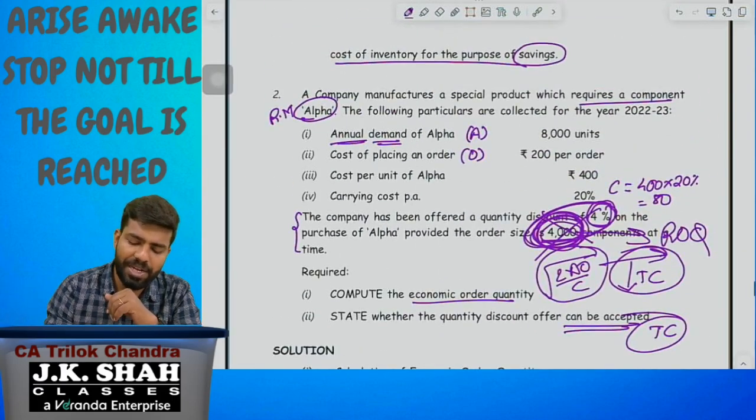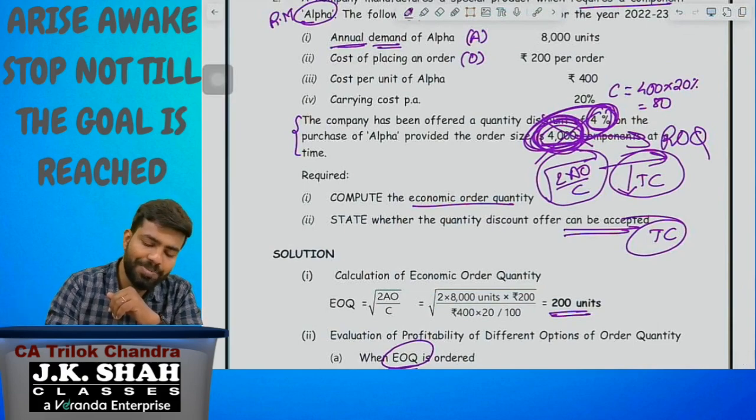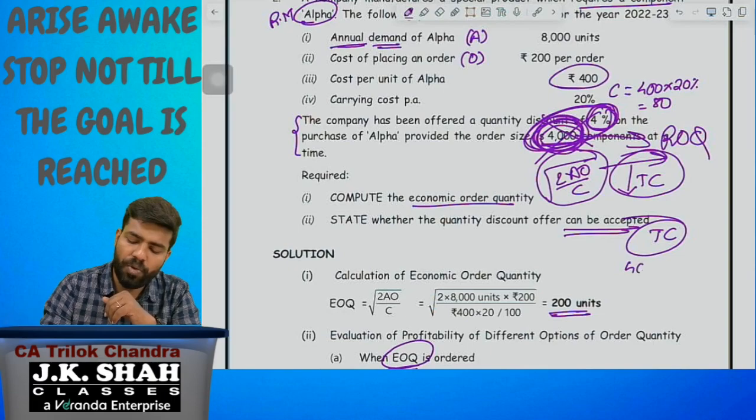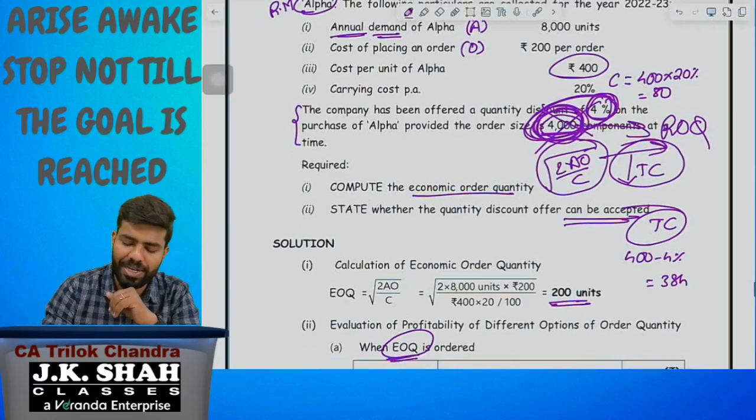How come it will be 384? There is a discount of 4%. So please understand, discount of 4% on the purchase price. What is the purchase price? 400 rupees. So 400 minus 4%, which comes to 384.